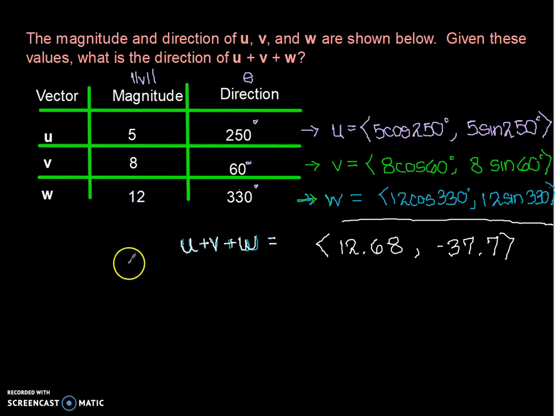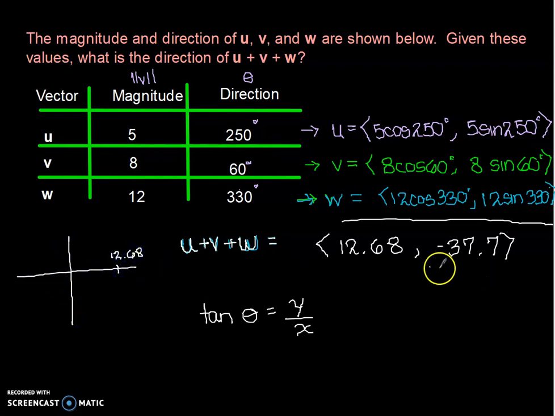So remember that we have the magnitude formula, which is just the square root of x squared plus y squared, and we have the direction angle formula, which is just the tangent of theta equals y over x. And the reason for that is, remember that a vector is just a line with a direction. So the 12.68 is just the x value, the negative 37.7 is just the y value. So that just tells me that my vector is here, and it always starts at the origin, and there's my line with the direction. So there's my vector.